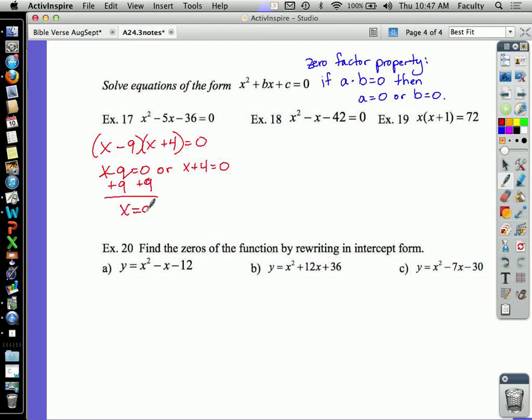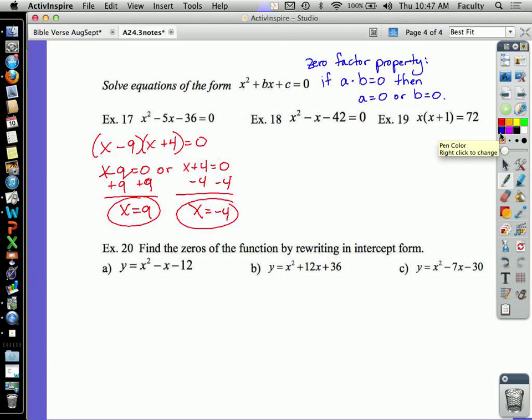So x is 9 or x is negative 4. Okay? All right, let's try 18. x squared minus x minus 42 equals 0.